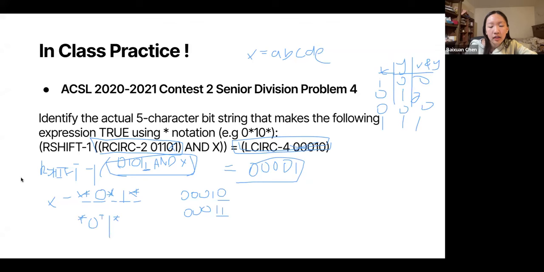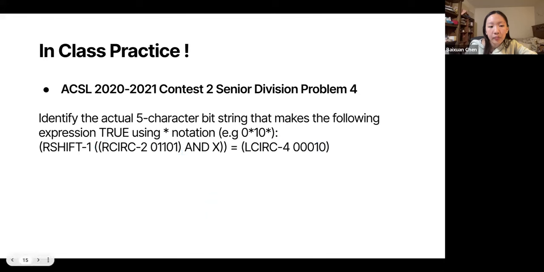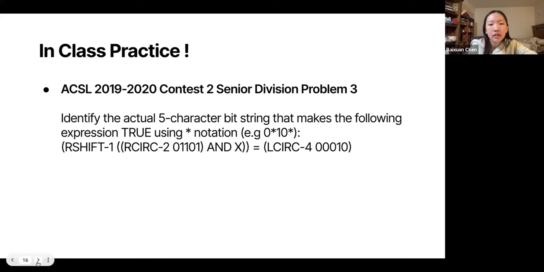Okay. Let's keep going then. Okay, so this is another identifying the 5-character bit string. So according to the strategy last time we used, again, we're gonna evaluate what the right side of the equation is first, and then we can figure out what we want it to be. And then we notice that there's another right shift. So then we can basically do opposite order of operations and figure out what this one is equal to according to the right shift.